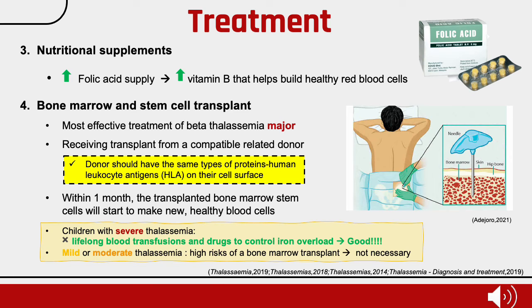Patients will receive a transplant from a compatible related donor, usually a sibling, having the same types of human leukocyte antigens on their cell surface. Within 1 month, the transplanted bone marrow stem cells will start to make new, healthy red blood cells. However, it is not recommended for those with mild or moderate thalassemia due to its risk.